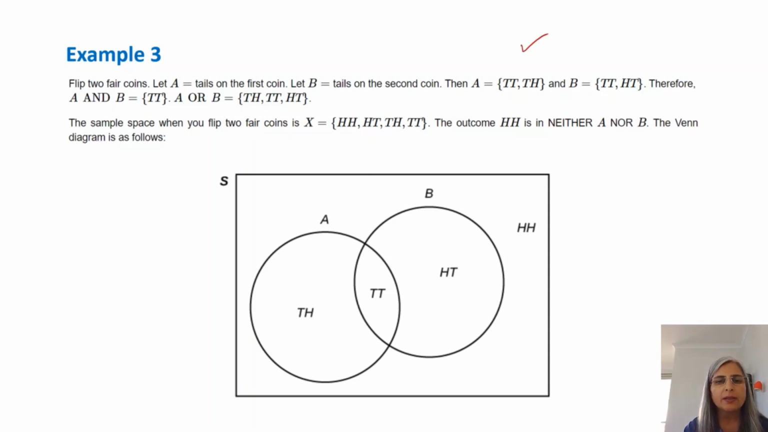And the outcome B has the possibilities TT and HT. We want a T on the second choice. So this is also correct. So A and B would have the intersection, which is TT. And A or B will have all possible choices. Now, have we included all possible choices? We have not. So there's one choice which is not in any of the sets. And that we can see in the Venn diagram, that HH is not included in any of the sets, and TT is the common element of A and B, and A and B are there.